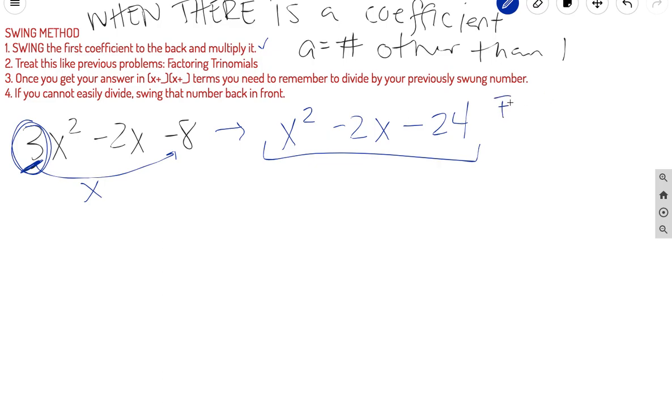We're going to find two numbers that multiply to get me negative 24 and that add to get me negative 2. So we start thinking of multiples of 24. Well, multiples of negative 24 mean that one number has to be positive and one number has to be negative.